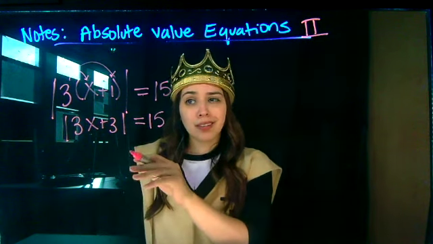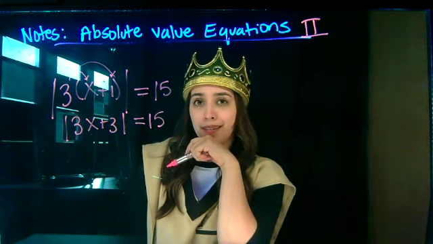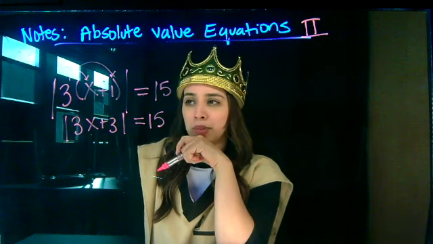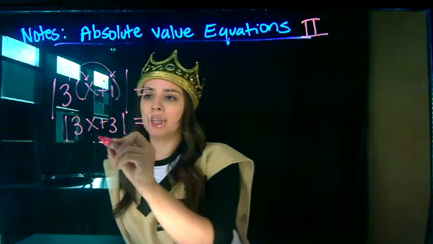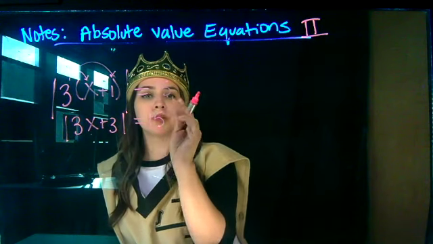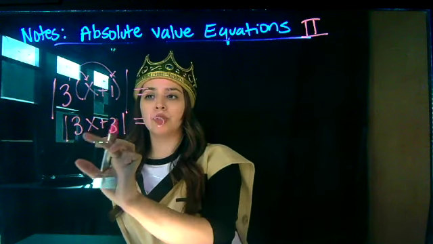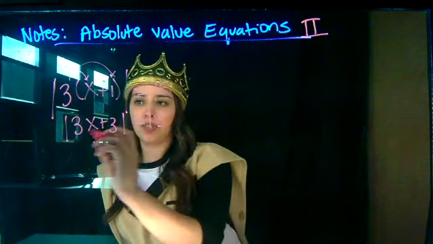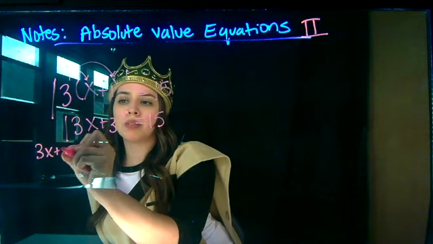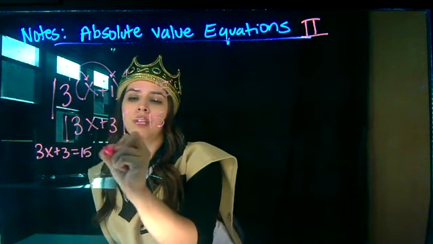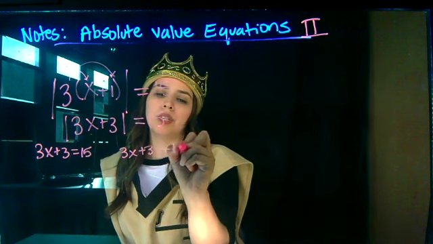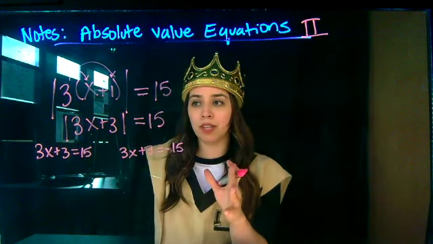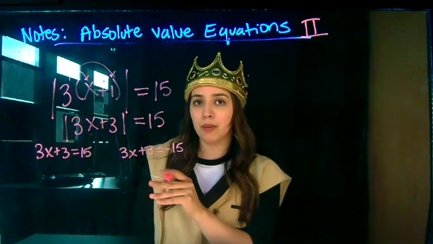Now for this, I'm not going to try to use the general method. I'm just going to use algebra. We are in an algebra class, right? So let's bring out that algebra. So we have 3x plus 3 equals 15. And the other case is 3x plus 3 equals negative 15. Hey, if you want to pause the video now and try this on your own, I highly recommend it.